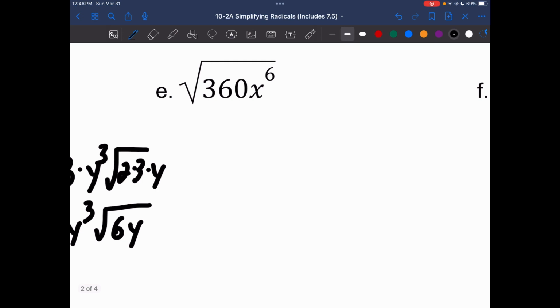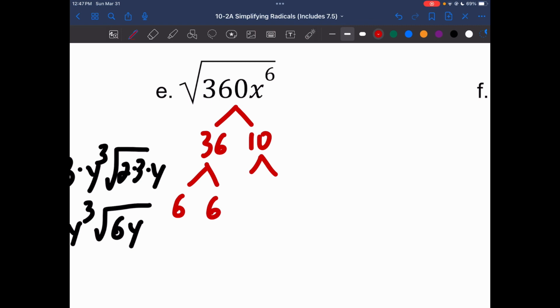Letter E, we have 360x to the 6th. So let's break it down by factors. 360, that looks like it could be maybe 36 times 10. And 36 we know is 6 and 6. 10 is 2 and 5. I'm going to stop there with that one. X to the 6th, we don't need to subtract 1 because this one's even already. So we know x to the 6th is going to be x to the 3rd, x to the 3rd, because we're just splitting that in half.